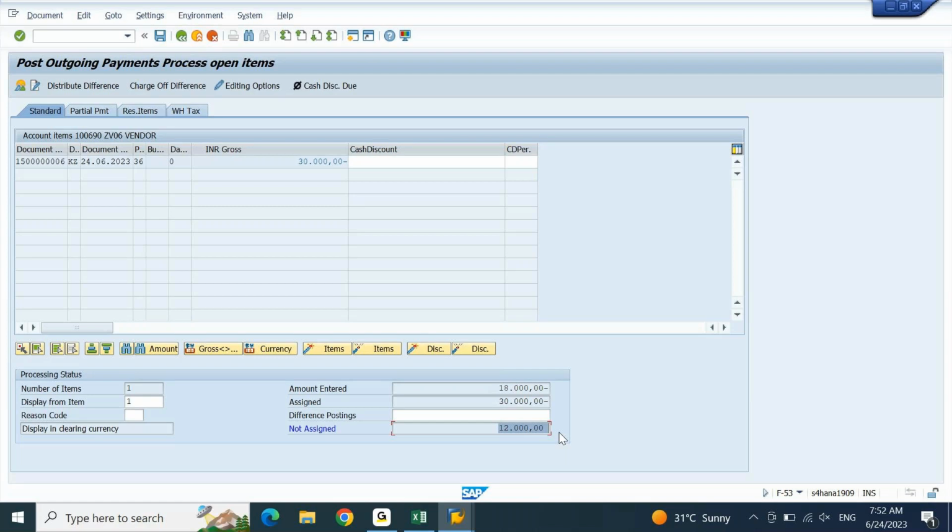Is it positive 12,000? So the system is showing correctly 12,000 positive. Yes, sir. The system is showing correctly, but the way you understand it should be different. You have to see it from the business point of view and from the accounting point of view. You are playing with two accounts at the same time.